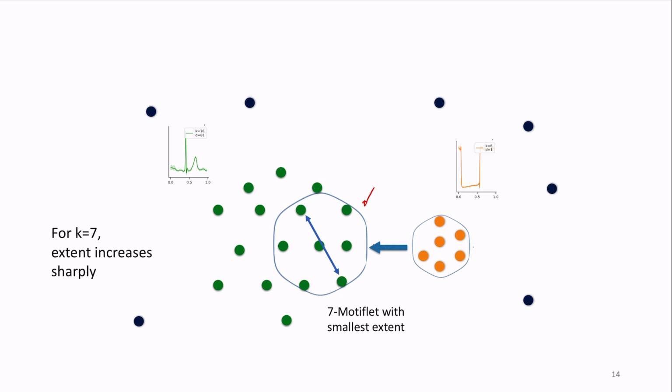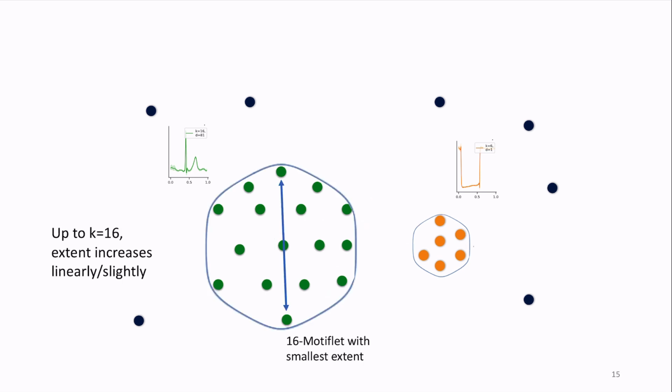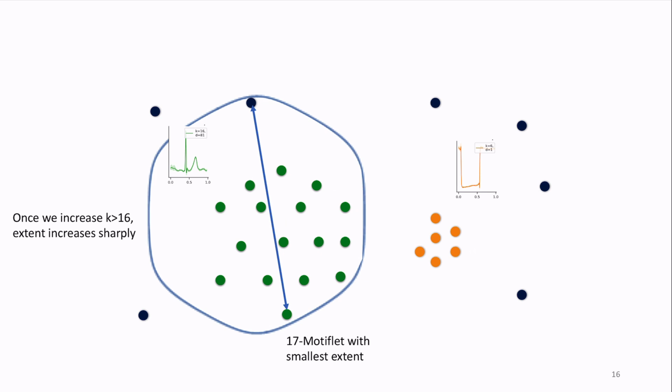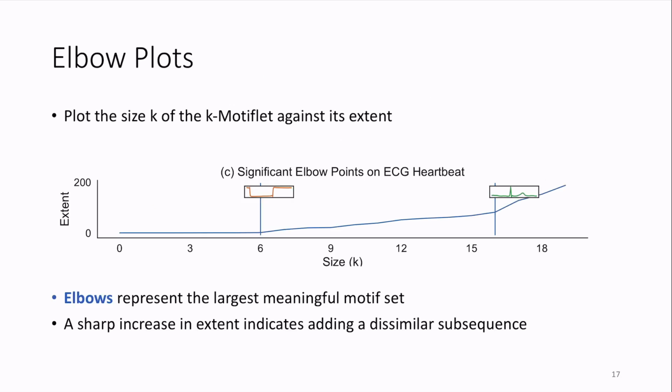Yet again, if we increase K up to 16, we again see a linear slight increase in extent. Finally, once we move to 17, we see a sharp increase, which is equal to including this one subsequence to the other subsequences. When it comes to the algorithm, we can actually plot the size K against its extent. We increase K and look at the extent.